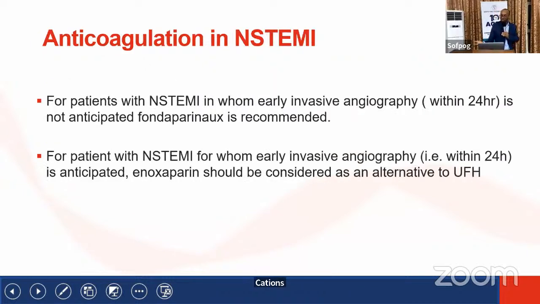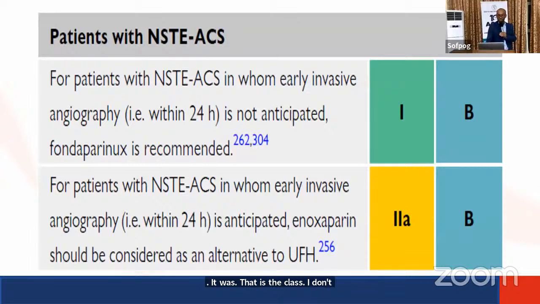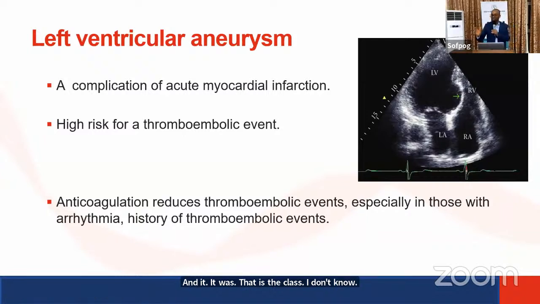People with acute coronary syndrome require anticoagulation. So that's the class 1B indication. You can use enoxaparin, you can use unfractionated heparin. So you realize that people with acute coronary syndrome, irrespective of the type, need anticoagulation.